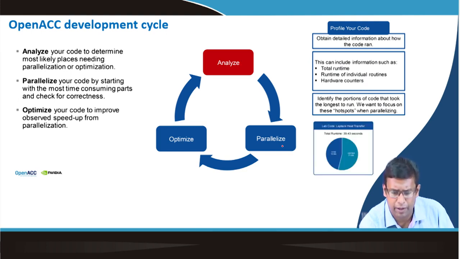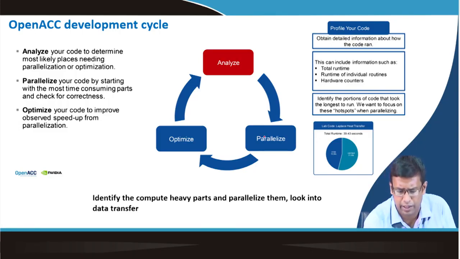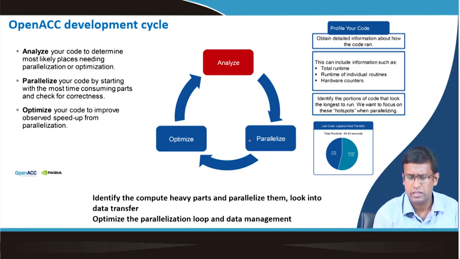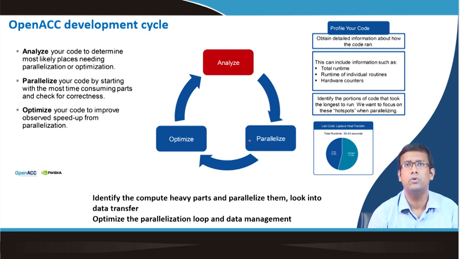Then parallelize that part. Say in a code the total runtime is 39 seconds, something takes 30 seconds, something takes 9 seconds, like that, and consider that 30-second part, parallelize it using OpenACC, and while parallelizing it, look into the data transfer part, look into the non-data dependent locations and use the right parallelization directives there. Once parallelized, optimize that using the loop and data management, and then you get the parallel program.